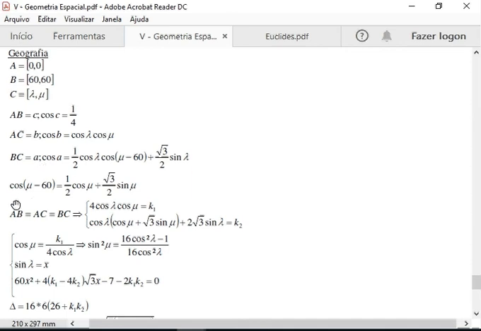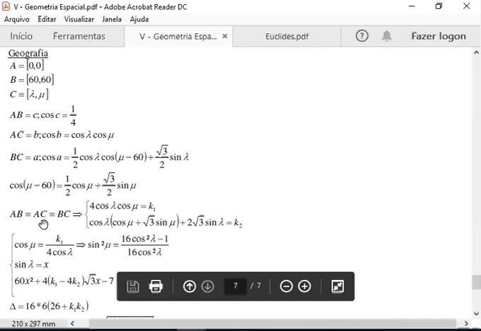By our high school formula, who is cosine of (mu minus 60)? Cosine of mu times cosine of 60 plus sine of 60 times sine of mu, which is the square root of 3 over 2 sine of mu. Now AB is equal to AC is equal to BC. We have a system.